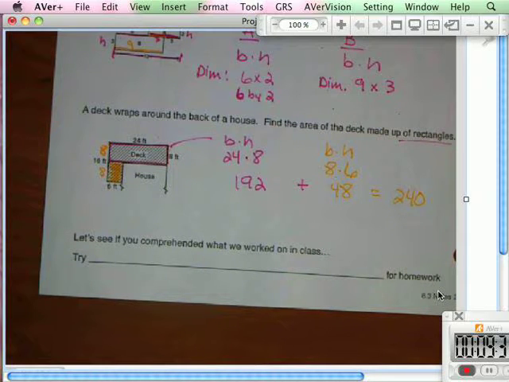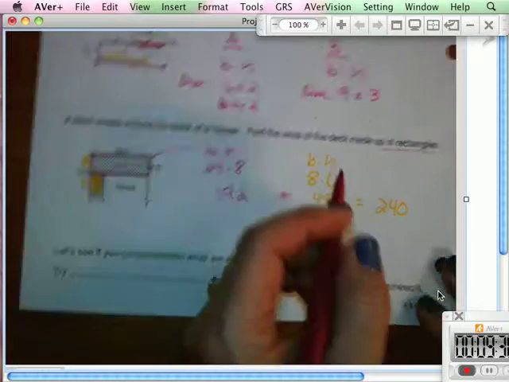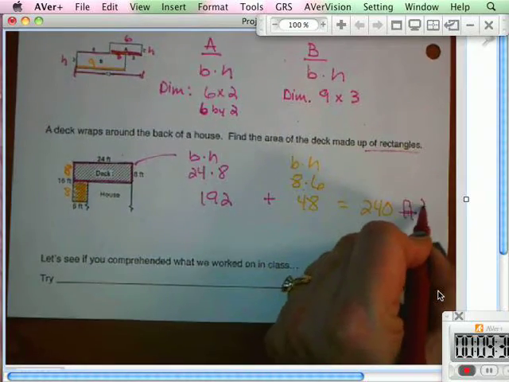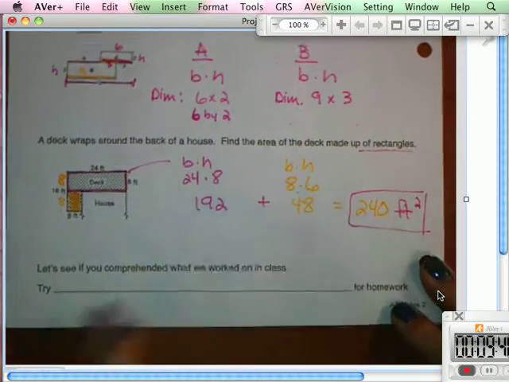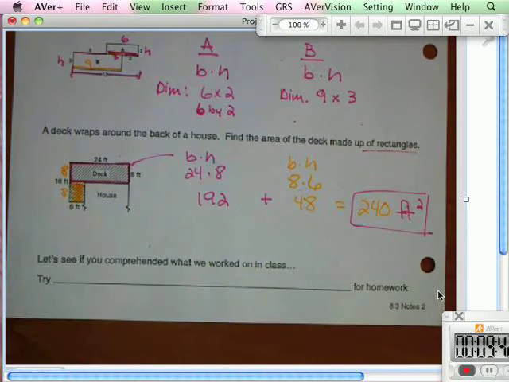Thank you. You got to put units. We're talking about the area. We're talking about 2 dimensions. So it's 240 feet squared. Feet squared if you're talking about the area. So that's not so bad, is it?